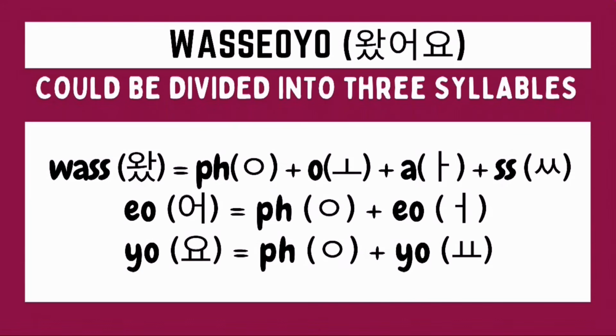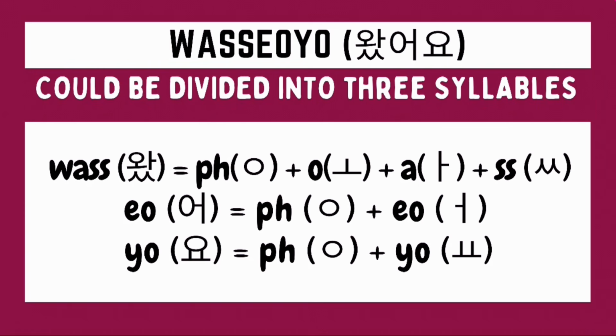How do we write 왔어요 in Hangul? Let's start with the first of the three syllables. To be able to write the syllable wa in Hangul, we need to draw first a no-sound iyang, followed by the o character, followed by the a character, followed by a double siyat or sangsiyat character. Take note that the wa sound is actually produced by combining the o and the a sound.